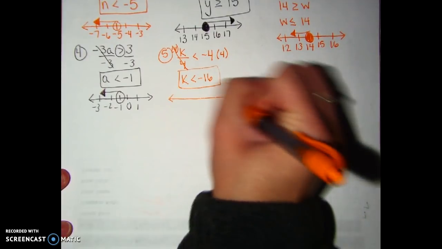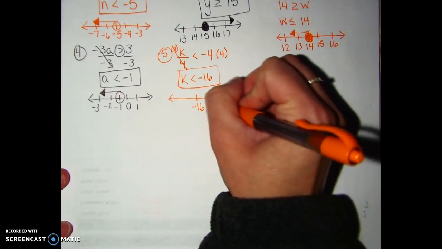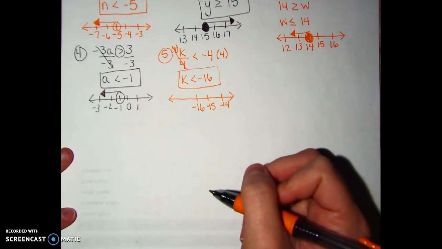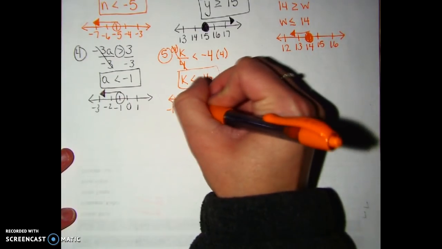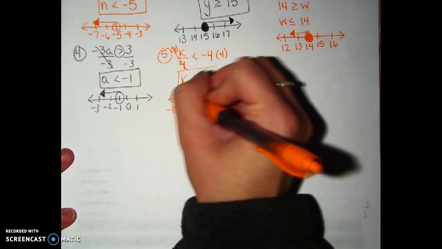Okay, let's do the number line. Negative 16, negative 15, negative 14. You have to remember on your negatives, it's kind of backwards. So, okay, open circle at negative 16, and it's going towards the left.